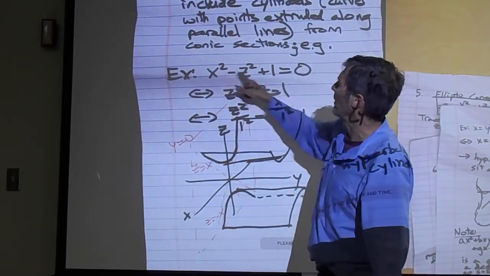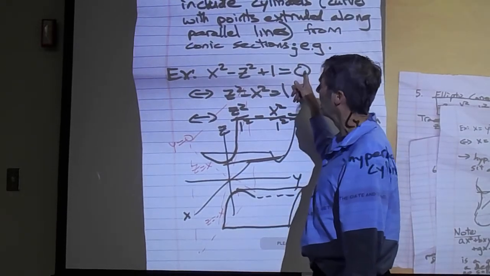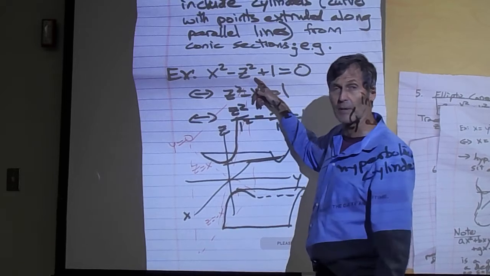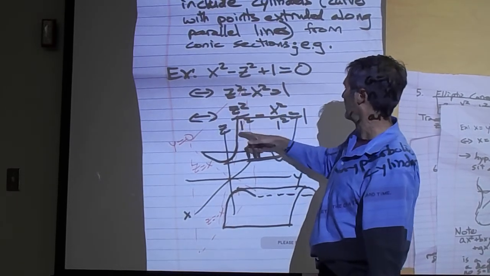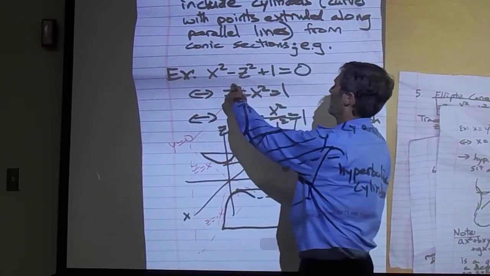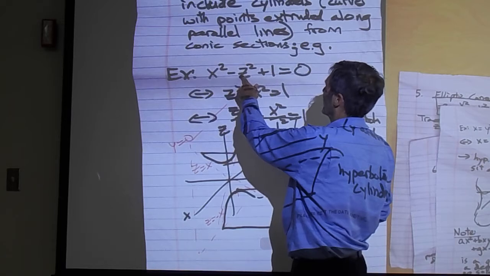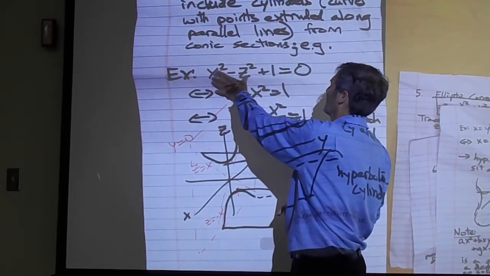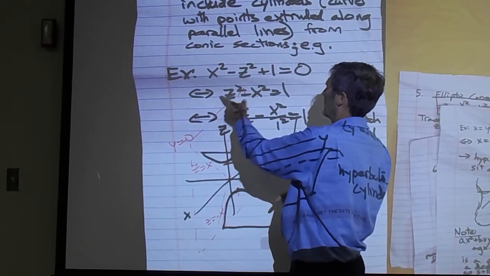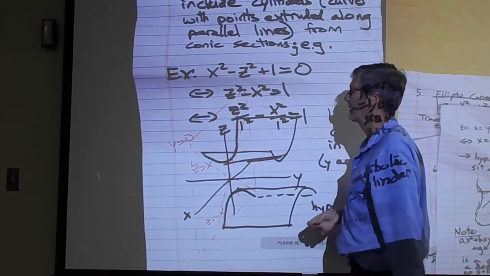For instance, this one, if I wrote this equation in 3 dimensions, x squared minus z squared plus 1 equals 0, right, this is obviously the parabola in the xz plane. If you rewrite it, you can write it as x squared equals z squared minus 1, right? Oh, it's not a parabola, I'm sorry. It's a hyperbola in the xz plane. You rewrite it like this: z squared minus x squared equals 1. It's a hyperbola in the xz plane.